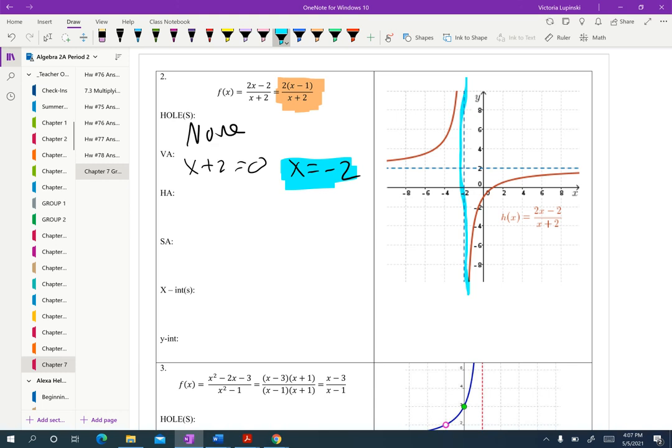To find the horizontal asymptote, you're going to look at the degrees, and you have to be just a little bit careful here.